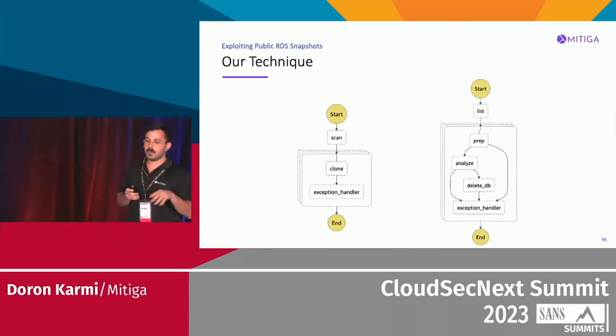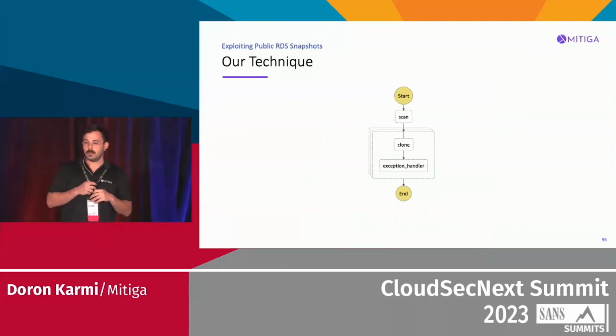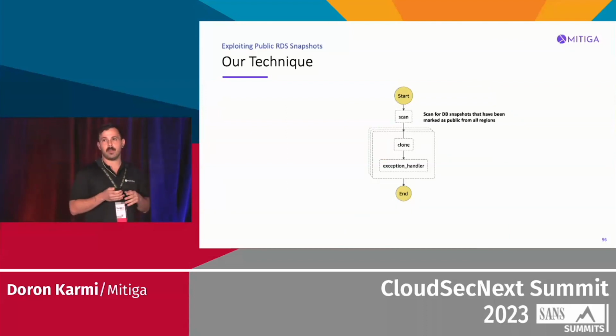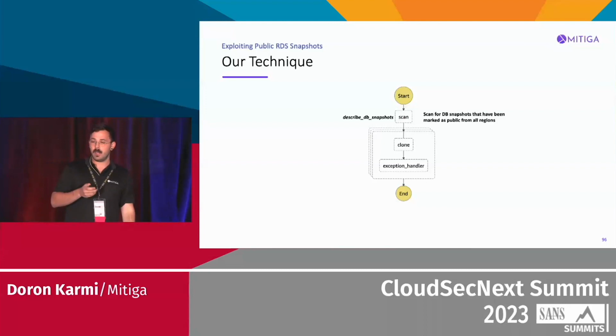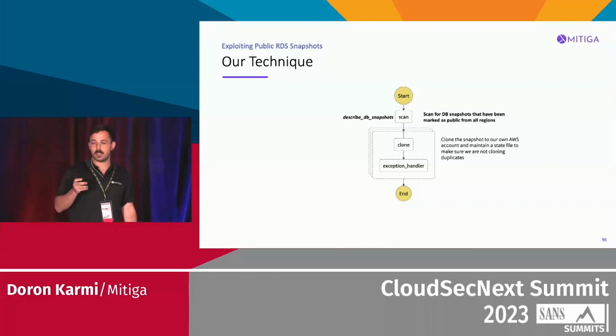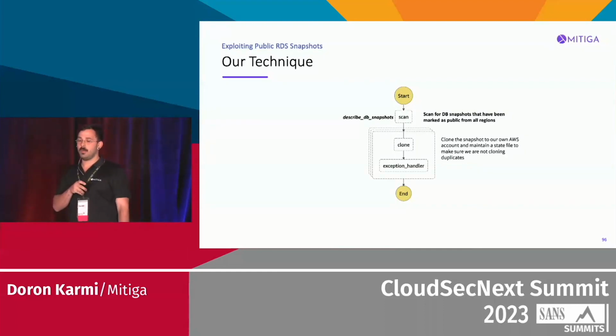The first one on the left-hand side, what we call the active scanner, and on the right-hand side, what we call the offline extractor. As for the active scanner, it runs every 5 to 10 minutes. It's configurable. It scans for all the DB snapshots that have been marked as public in all available regions. Then we iterate through those regions, and for this, we use the describe DB snapshot API call. And then we iterate through all the regions and we clone the DB snapshot to our premises.